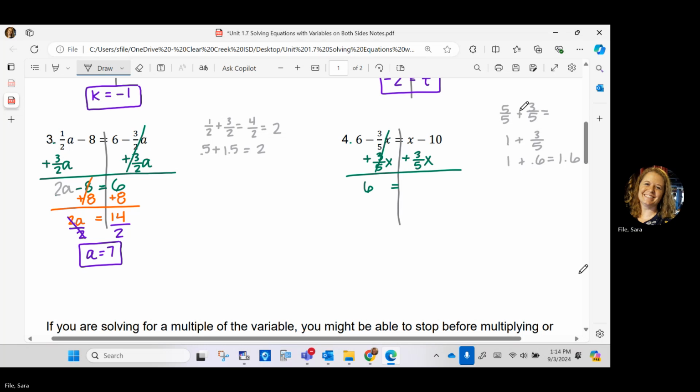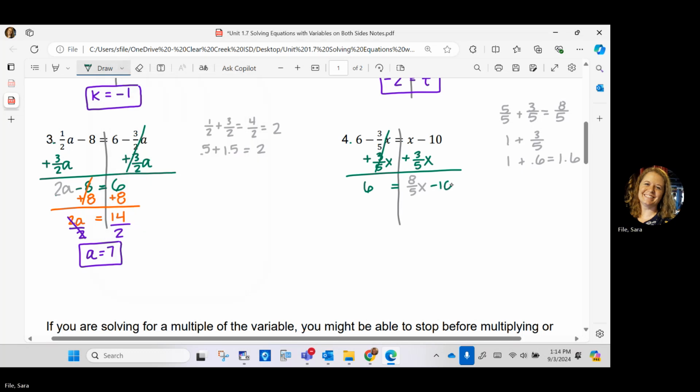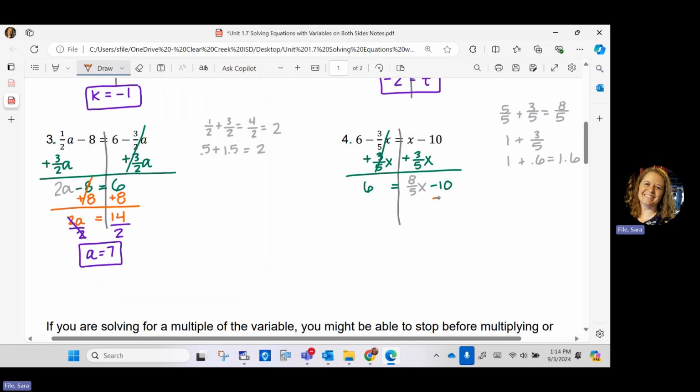All right, so I changed the 1 to a 5/5. And now it's got a common denominator with 3/5. So that can be written as 8/5, or you could change it to 1.6. Do y'all like doing the 8/5 or the 1.6? 8/5. Okay, so we've got 8/5 x, and then we still have that minus 10. So now we've got the variables to one side. We're ready to move the constant, which is going to be by adding 10 to both sides.